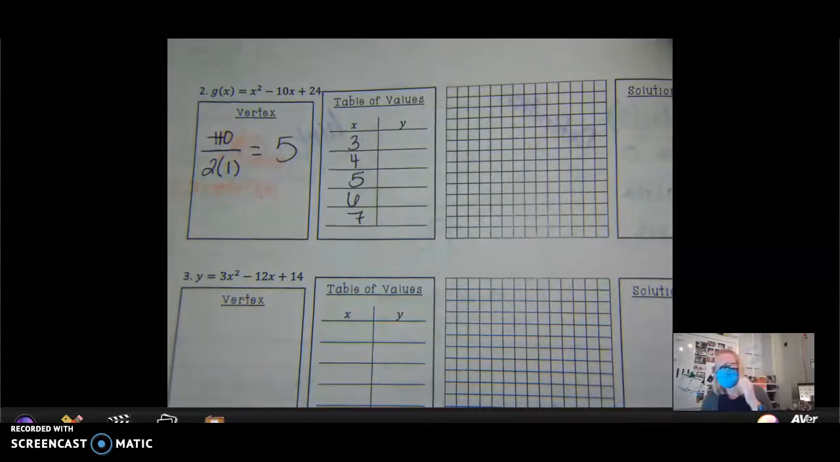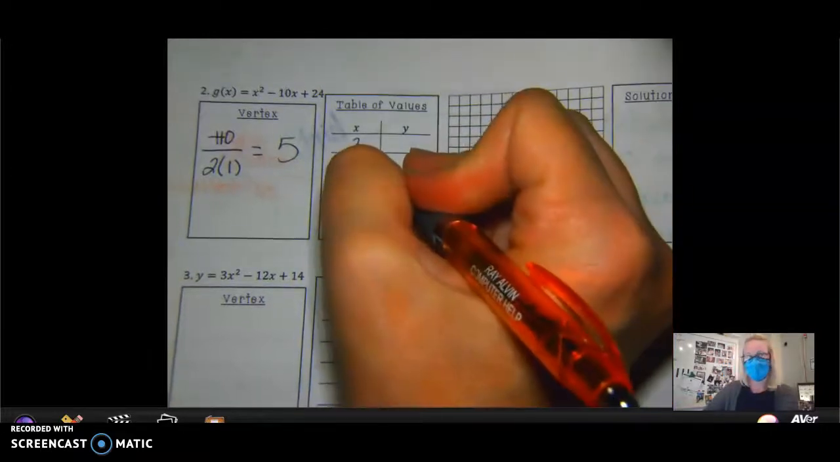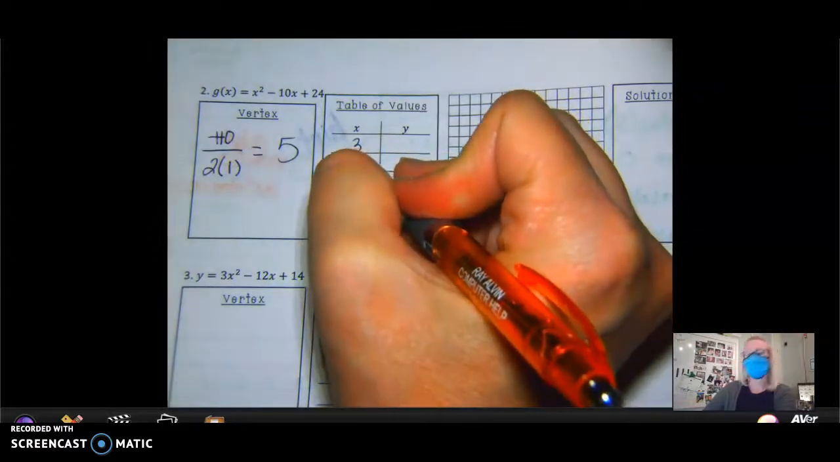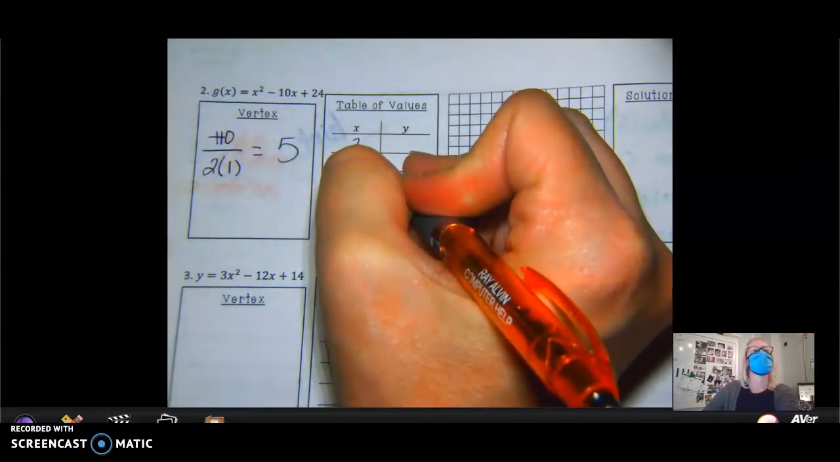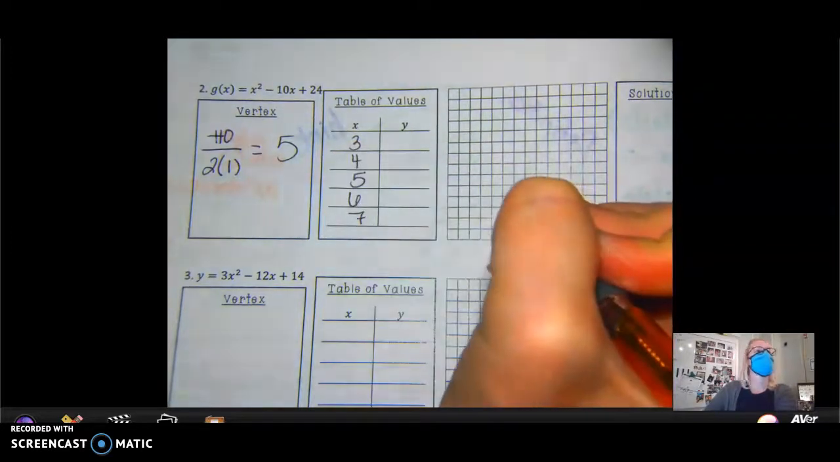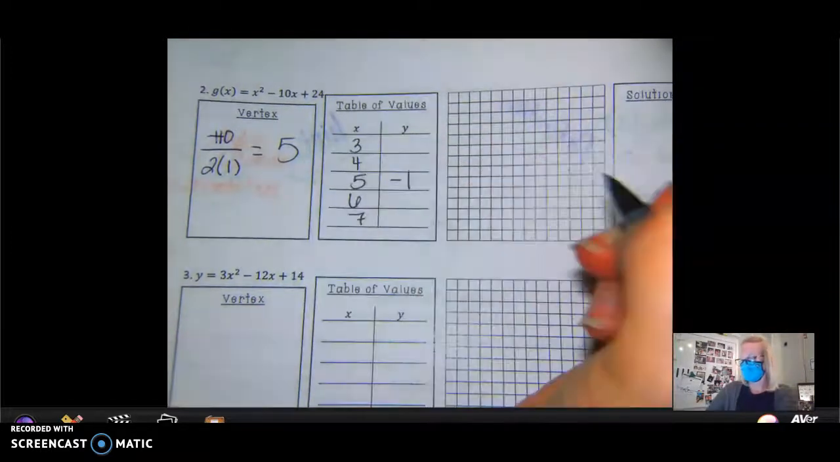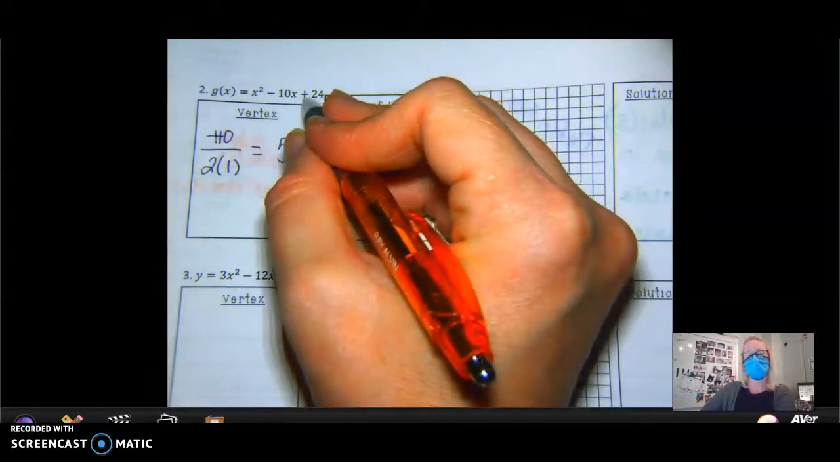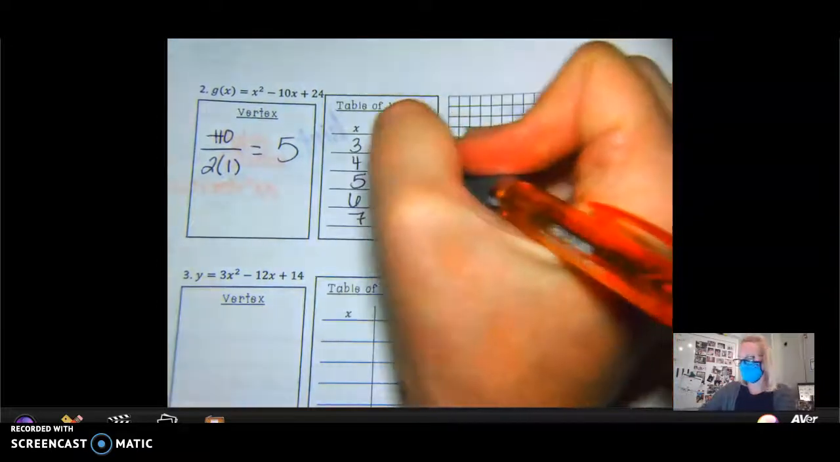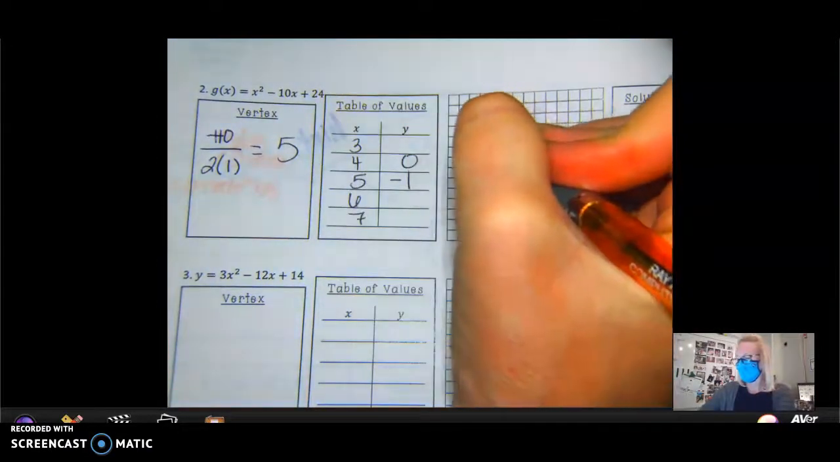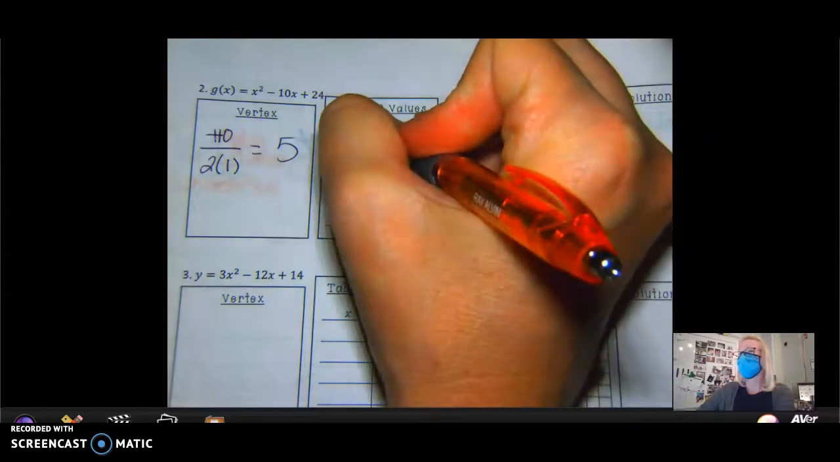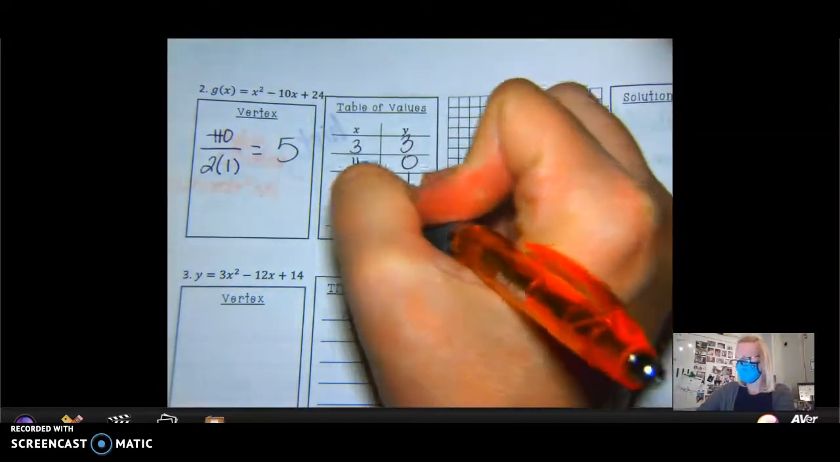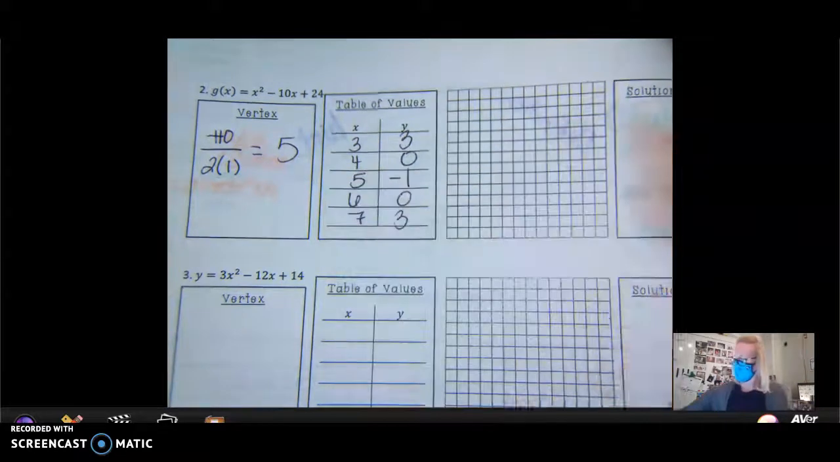So if I plug in 5, so 5 squared minus 5 times 10 plus 24, what do I get for an output, guys? I can't hear you. Negative 1? Yes or no, guys? Do you agree? Okay. If I plug in 4, 4 squared minus 4 times 10 plus 24, what do you get for an output? And if I plug in 3, what do I get for an output? 3. What should 6 be? What should 7 be? And then I plot it.